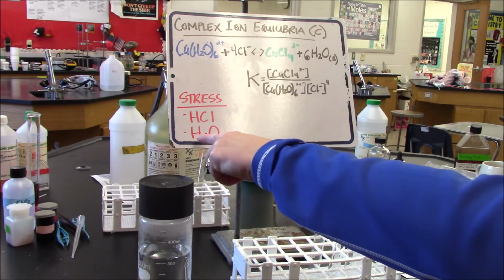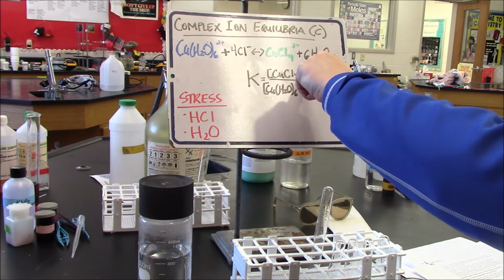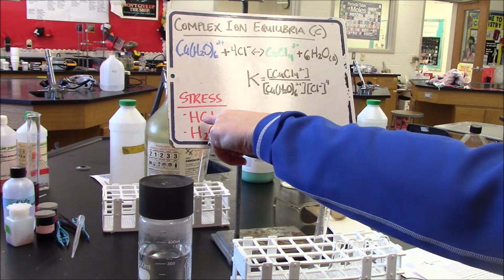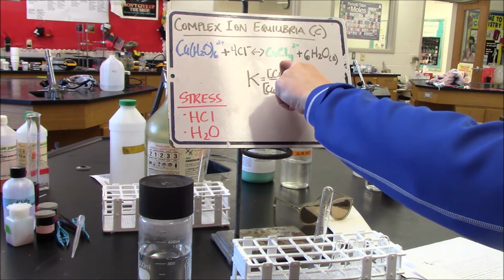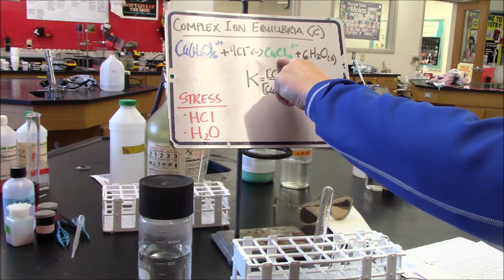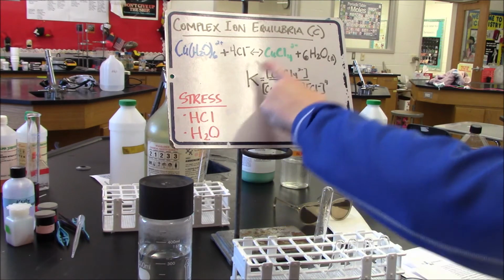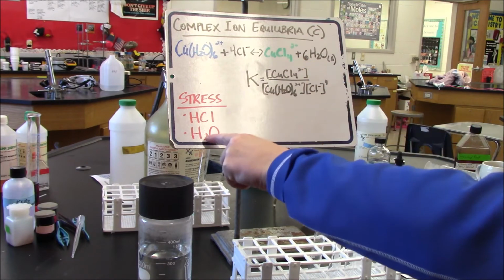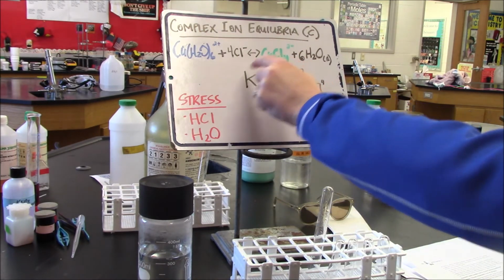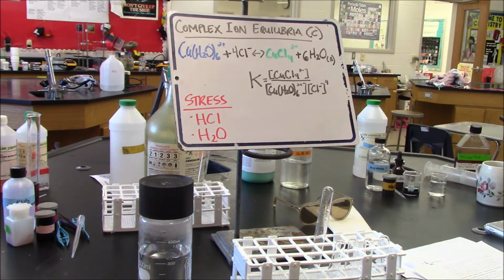I'm going to add chloride ions. The chloride ions in excess are going to drive the water out to form a new complex ion between copper 2 plus and chloride. Then I'm going to add water, and although water is not a part of our equilibrium system, the water, when in excess concentration, will replace the chloride ions in this complex ion and come back to the complex ion between copper and water.